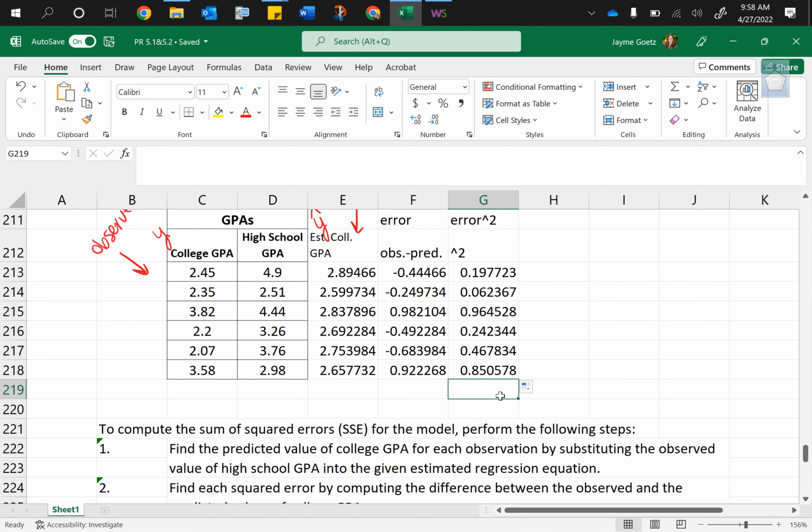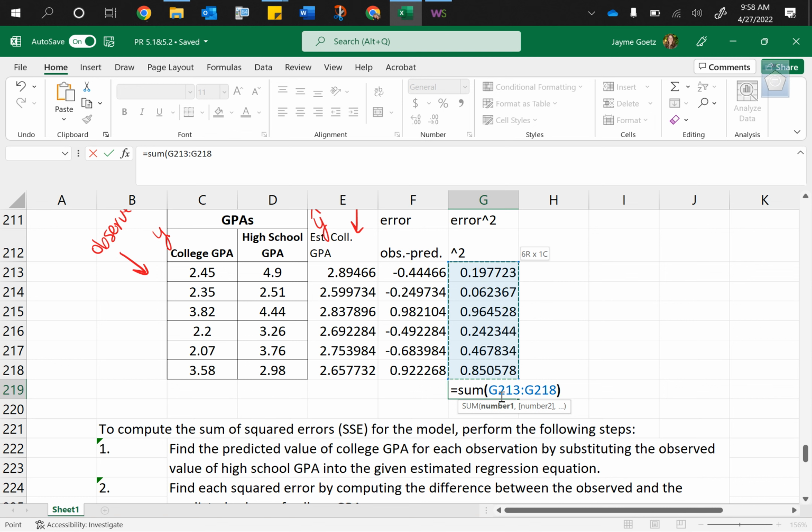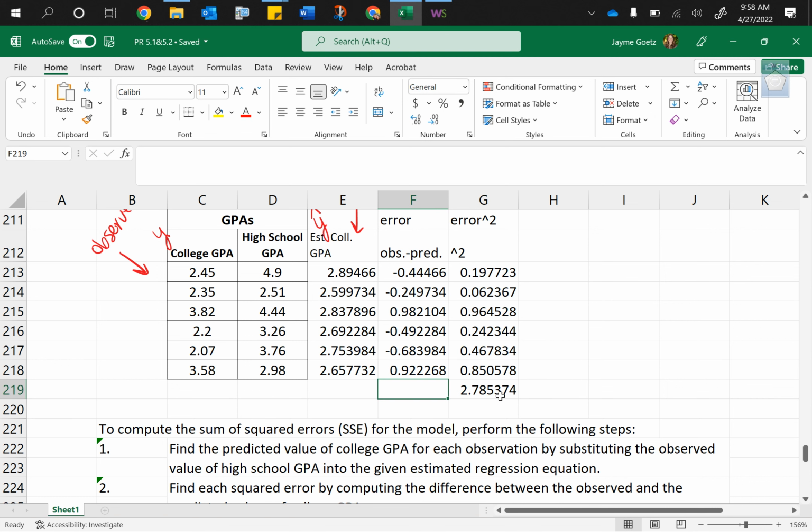And then finally, you have to think about what they're asking you. They're asking you to find the sum of the squared error. Here I have a column of all of my squared errors, so all I have to do now is find the sum of it. So I want the sum of all of these squared errors. That value is going to be my SSE, and they want it rounded to 4 decimal places. Oh, not SS, SSE.